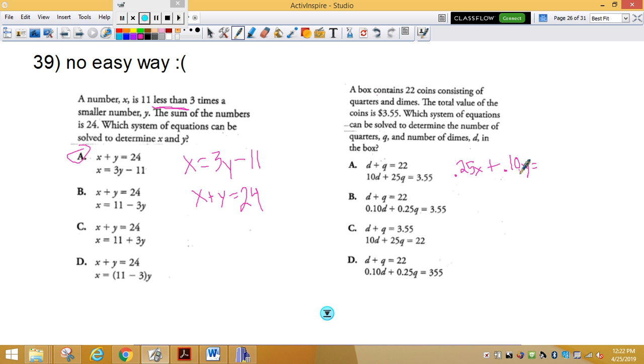And money plus money has to equal money. So the only other money in here is $3.55. And then all of your coins, so if I added up all the quarters and all the dimes, there would be 22 coins. So the one that is most like that is B. It's not A because they didn't put the 0.10 and the 0.25. Again, it's not C because it's not point and point. And D, it should be 3.55. And that's where they messed up on D.